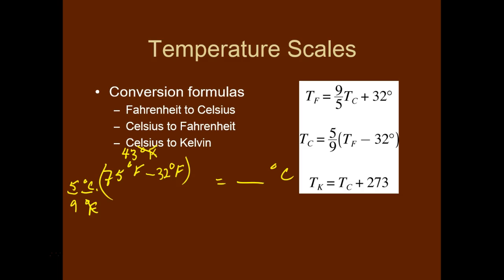43 times 5 would be 215 over 9. So someone pull out your handy-dandy calculator and see what that is. 215 divided by 9. That would be 23 point what? 23.8 degrees Celsius. If 25 degrees Celsius was 77 Fahrenheit, 23.8 is pretty close to 75. That makes sense.